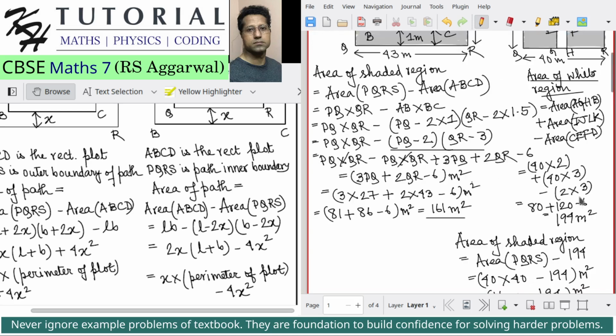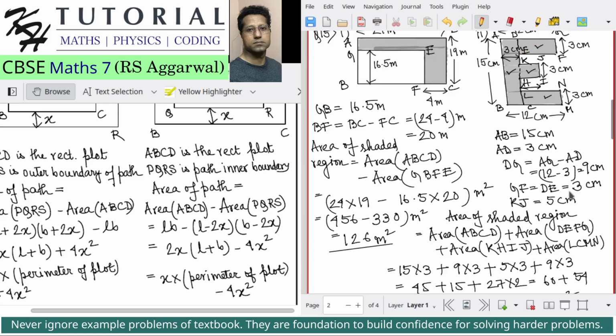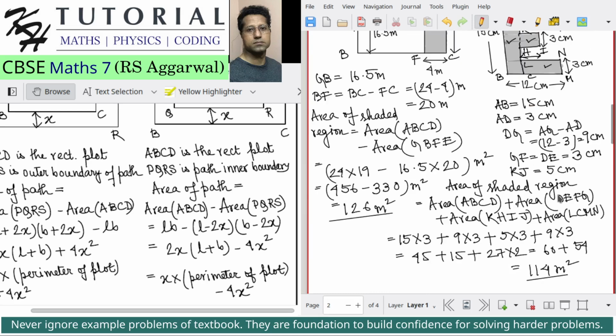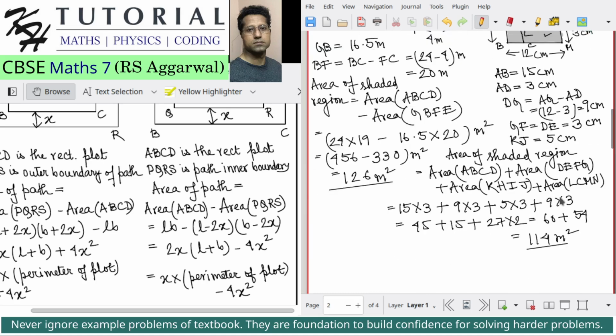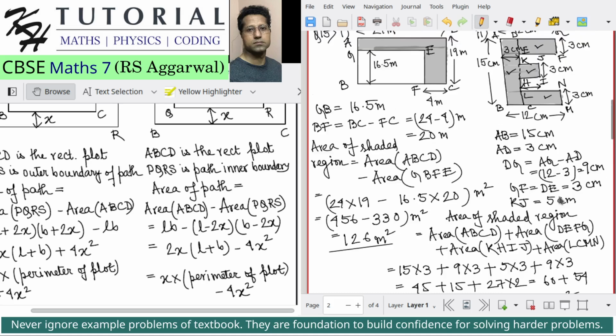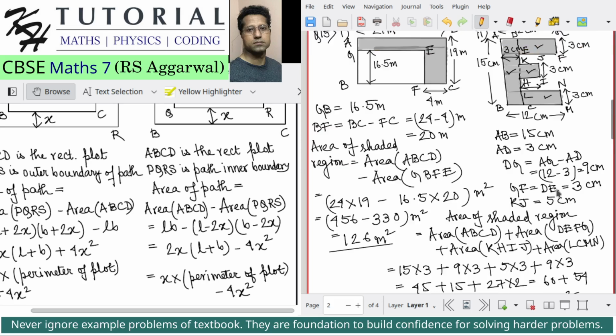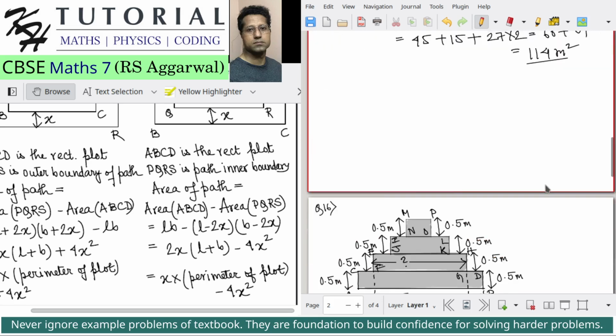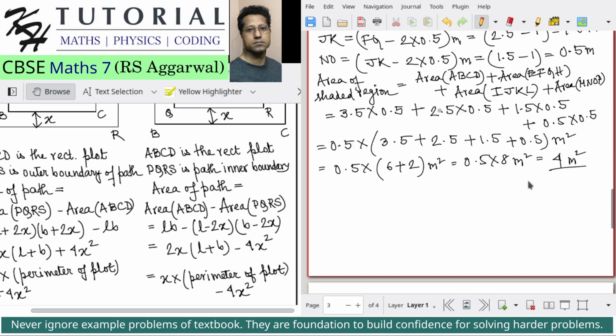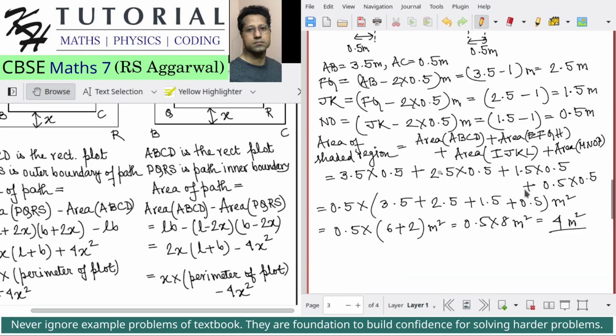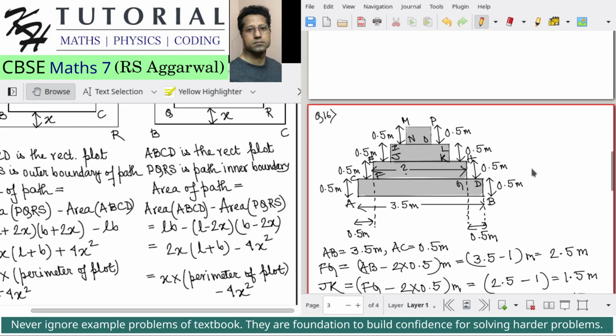Okay. For question number 15, for figure 1, the area is 126 meter square, that is fine, and for figure 2 it is 114 meter square, it is fine. So question number 15, both the parts my answers are correct. Okay. Question number 16, the area is 4 meter square, it is correct.